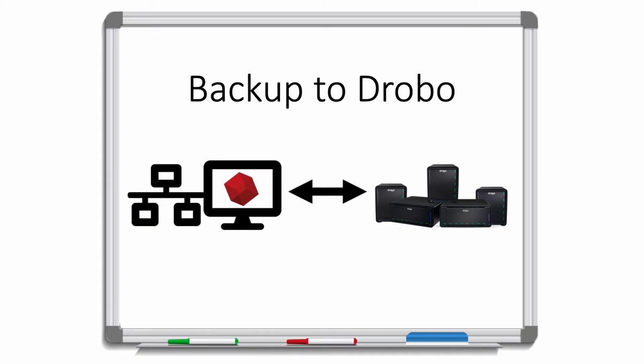Retrospect Backup makes it easy to protect your data on-site with a Drobo. Retrospect backs up the data from the computer that it's on or a different computer on the network and stores that backup on the Drobo. Let's walk through how to do a backup to a Drobo NAS.